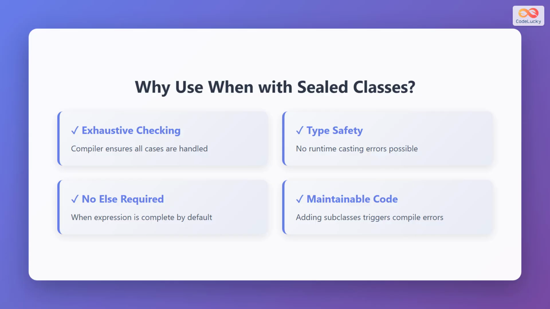There are 4 key benefits to using when expressions with sealed classes. First, exhaustive checking ensures the compiler verifies all cases are handled. Second, you get type safety, eliminating runtime casting errors. Third, no else clause is required because the when expression is complete by default. Finally, your code becomes more maintainable because adding new subclasses automatically triggers compile errors in places where they need to be handled.